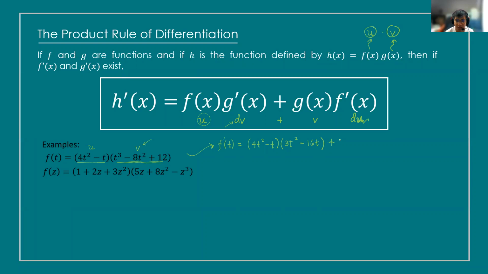So next is plus. Now in the second term, we have to write the v variable first, the original v variable. So that would be t cubed minus 8t squared plus 12. Then multiplied by the derivative of the first term, du. So ano siya? So this would give us 8t minus 1. So again, if you try to get the different parts of this equation, this one is u dv plus v du.